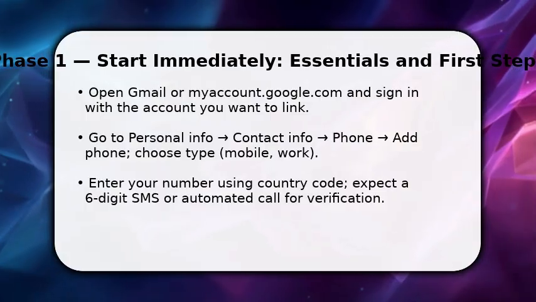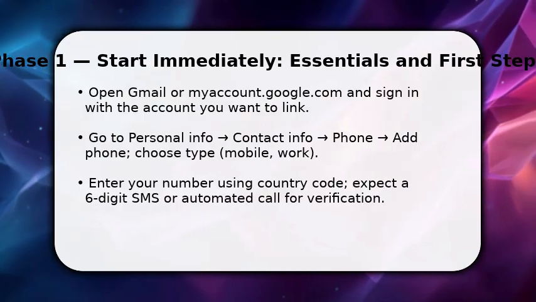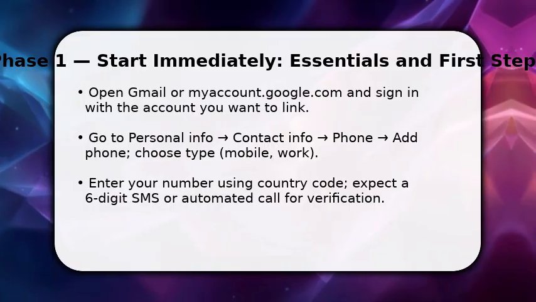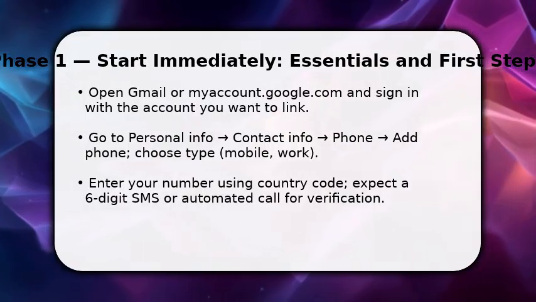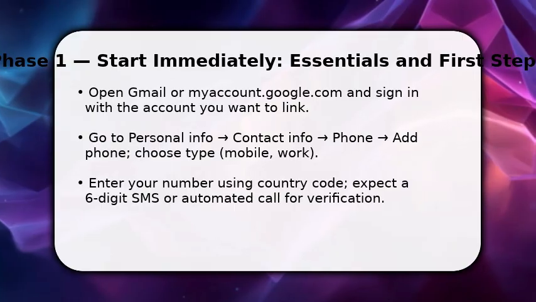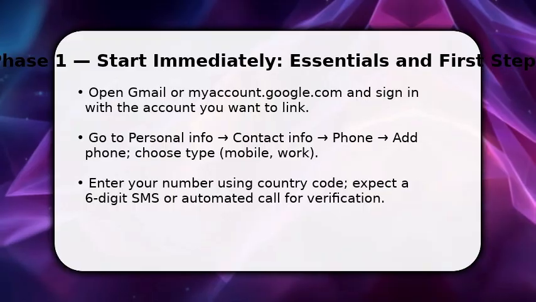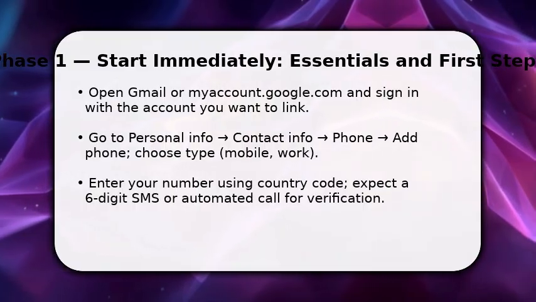You start now by signing into Gmail, then open your Google account page and go to Personal Info. Once there, tap Contact Info and pick Phone, add a number and choose Mobile or Work so Google knows the context. Enter the full number with the country code, then press Send to get a verification code.